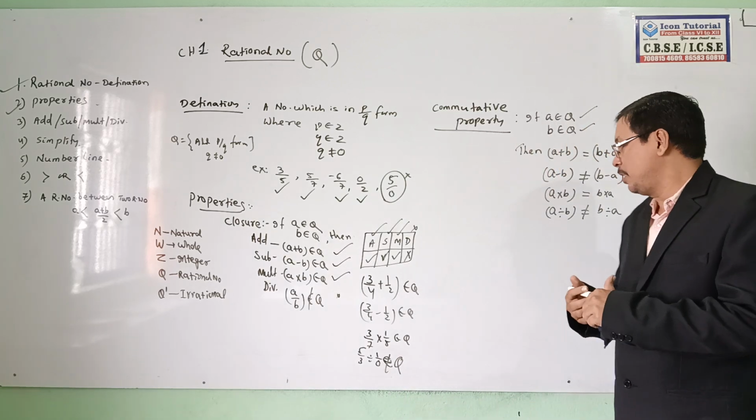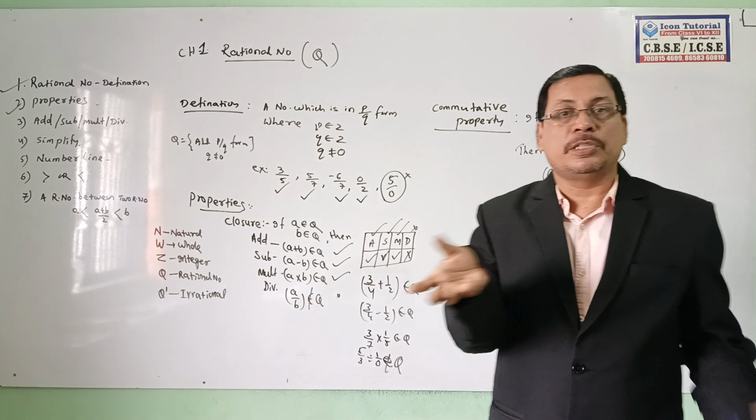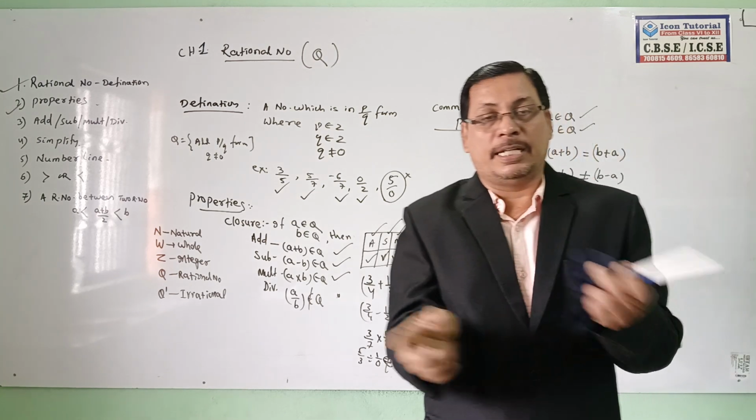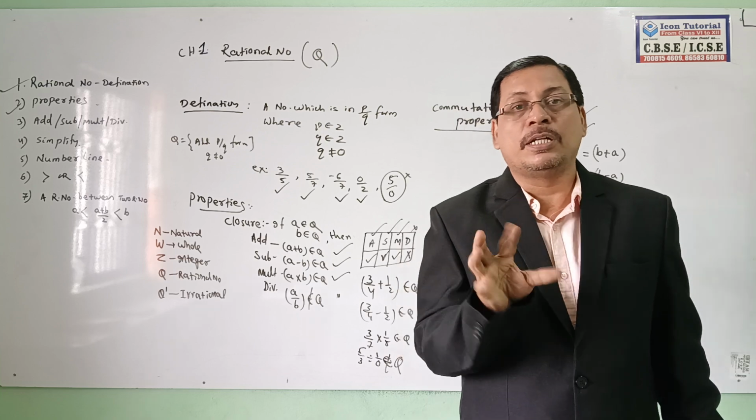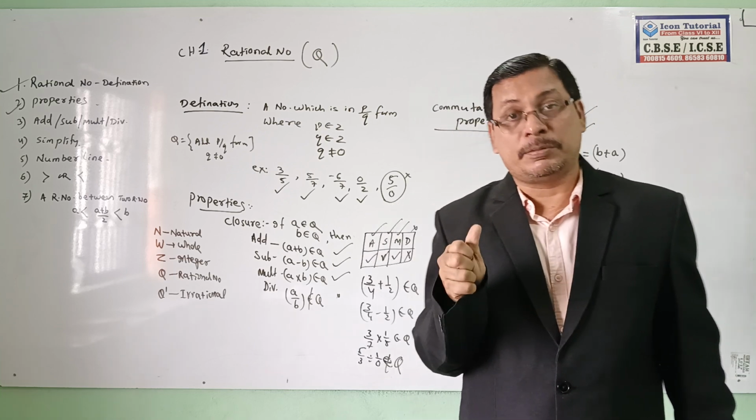So this is your commutative property. Suppose if you exchange or alternate the numbers, then the answer will come the same. Then you can say that this is a commutative property.